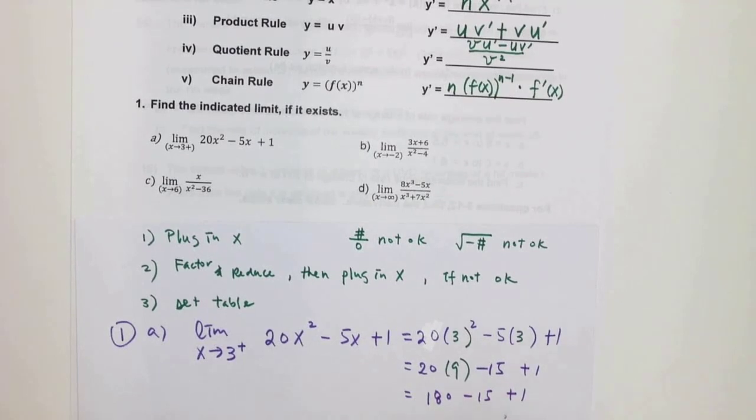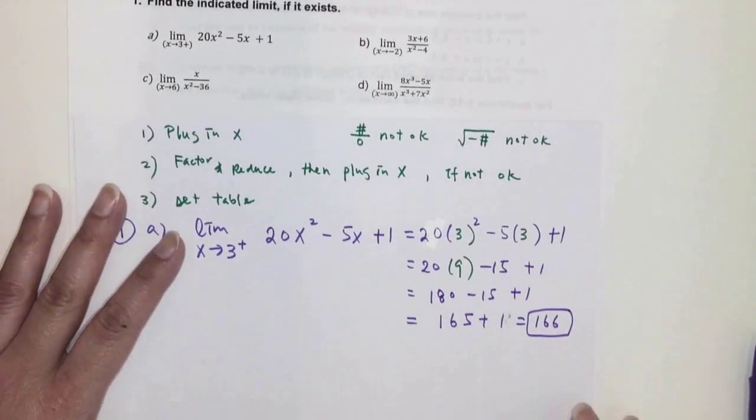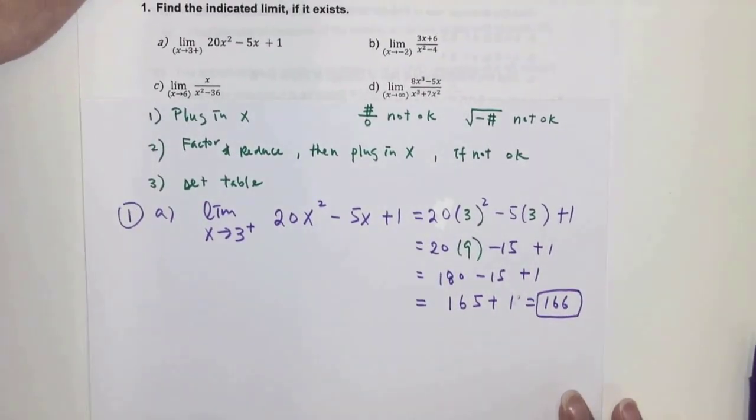They're in the same order, so we can do it from left to right. This is 165 plus 1 is 166. So just plugging in the number works for this particular question. That would be the quickest way that we can do it, right?